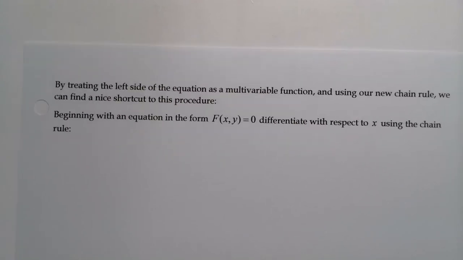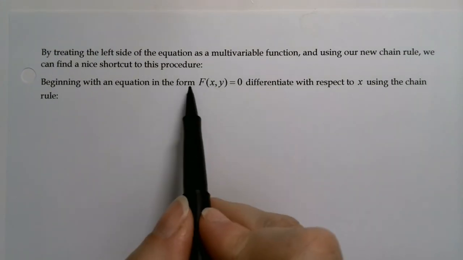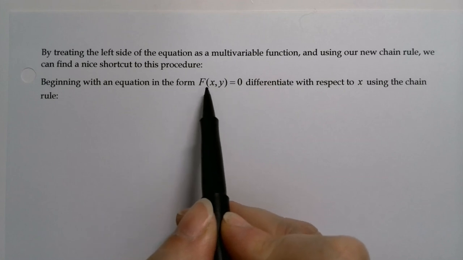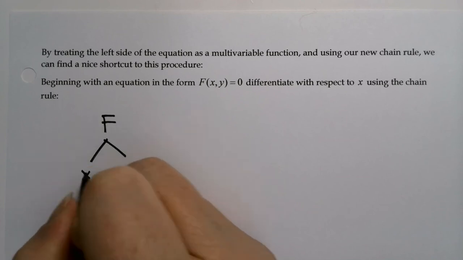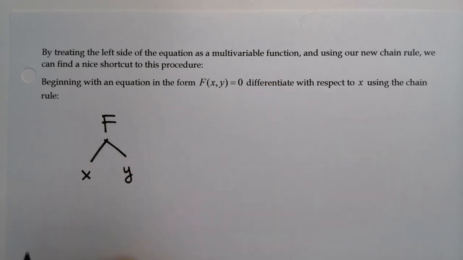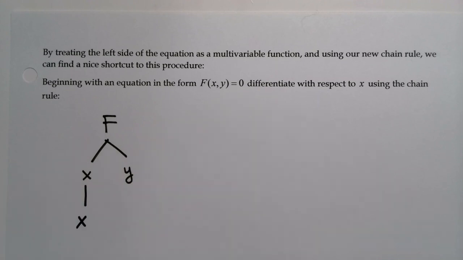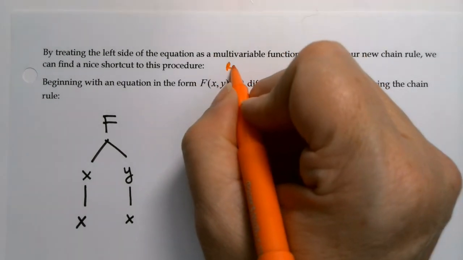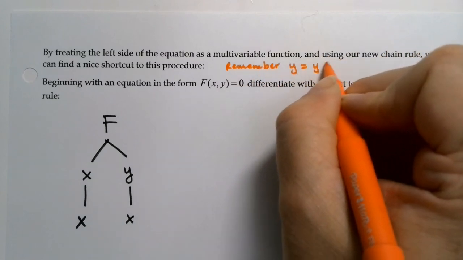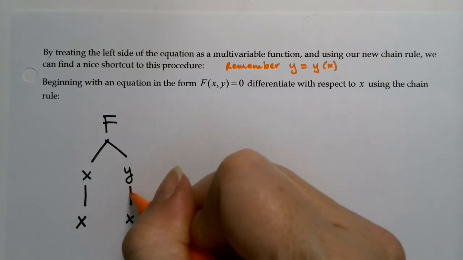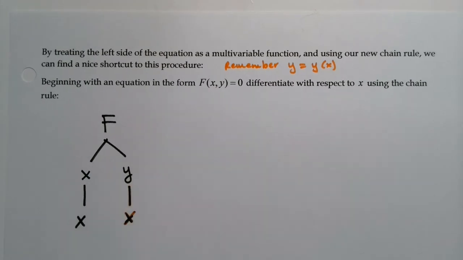Okay, so let's think about the left-hand side of that equation as a function. So it was a function f that was based on x and y. So you have some function f that's based on two variables, x and y. X, of course, depends on x, so that's pretty easy. Y was some function of x, right? So y is a function of x. That's why there's this variable right here.